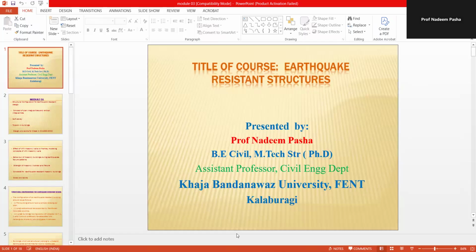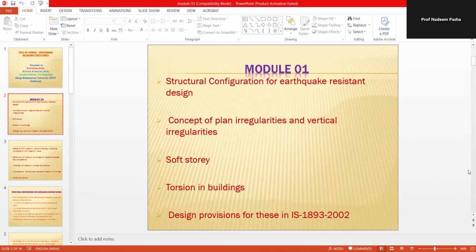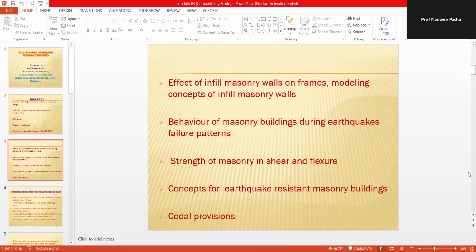So the title of the course is Earthquake Resistant Structures. In module 3, what we need to study is structural configuration for earthquake resistant design, concept of plane irregularities and vertical irregularities, soft story, torsion in buildings, design provision for this in IS 1893 2002.